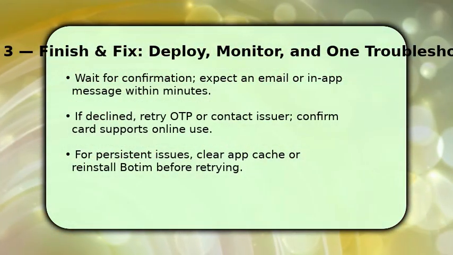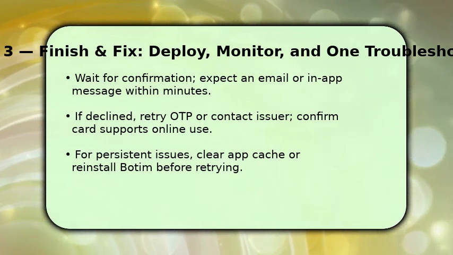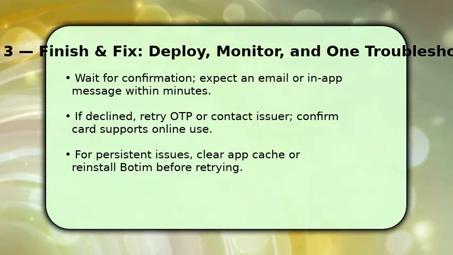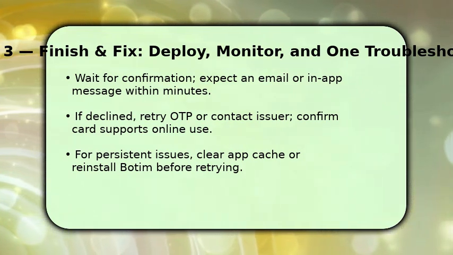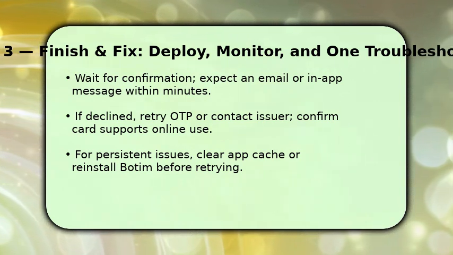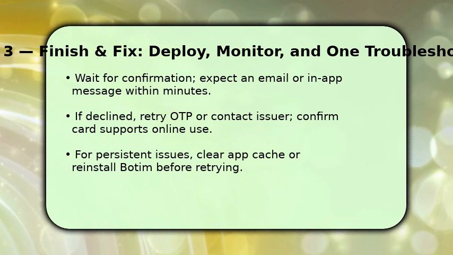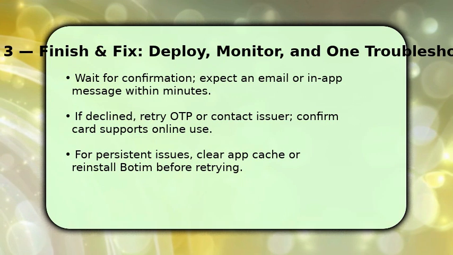You finish by waiting for the authorization result. Botim typically shows an in-app confirmation and sends an email within minutes because the issuer must approve the tokenization. If the card is declined, try resending the OTP and confirm with your bank that online/third-party provisioning is allowed. Sometimes international restrictions block activation.